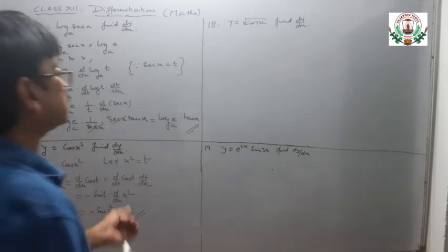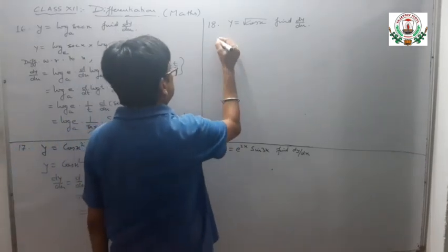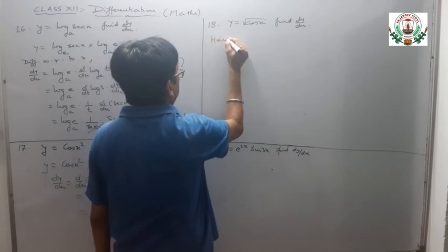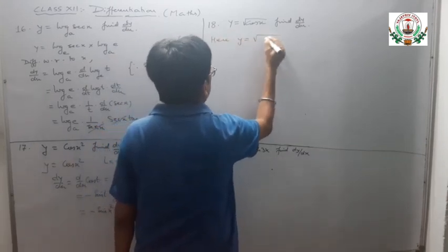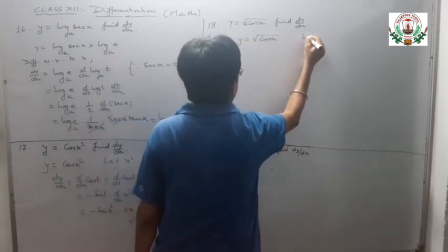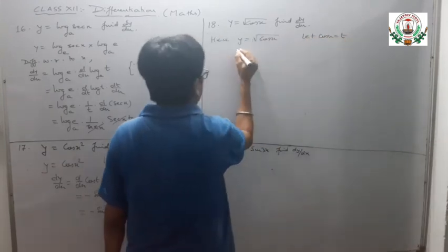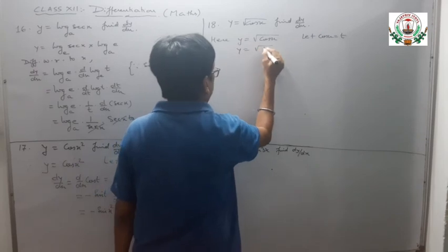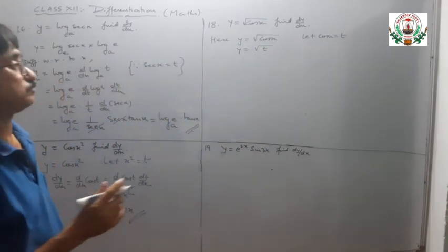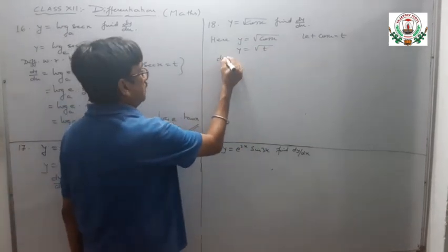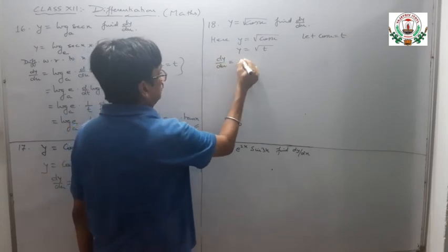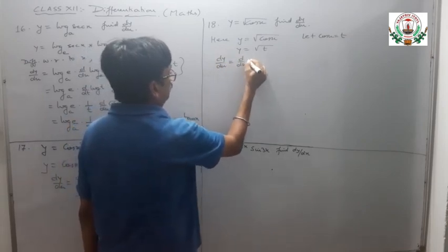Now let's move to the next one. Here solution: the function given is y equals root cos x. Here we will assume let cos x is equal to t. So y will become equal to root t. Now we are going to differentiate this function with respect to x. Dy by dx is equal to d by dx of root t.